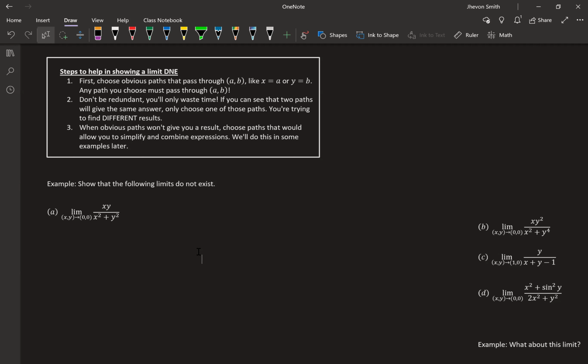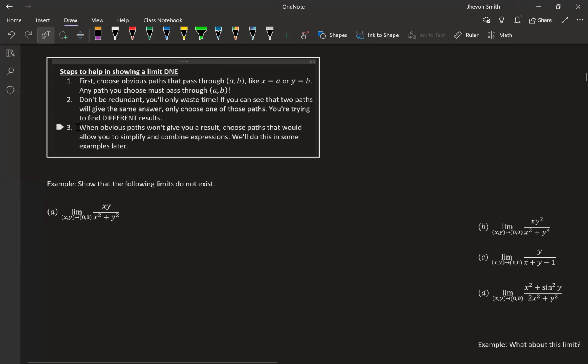However, step 2, right here, is don't be redundant, right? If you notice that they're going to give you the same answer, which in a lot of cases would be obvious, just ignore the other one. Your goal is to show that you get different answers by coming from 2 different paths. So if you're getting the same answer, it's actually not going to help you at all. Don't be redundant. If you're going to get the same answer, don't even bother.